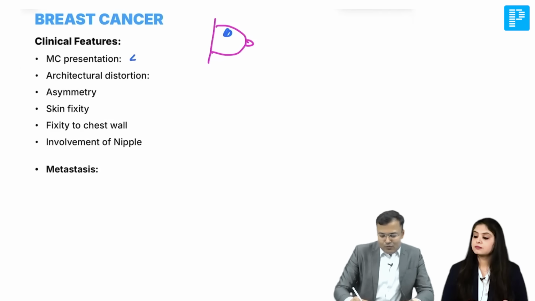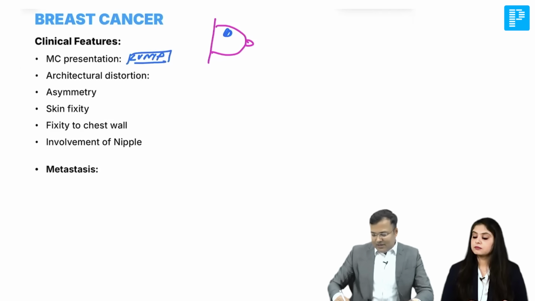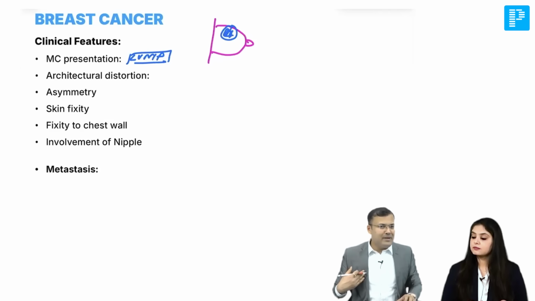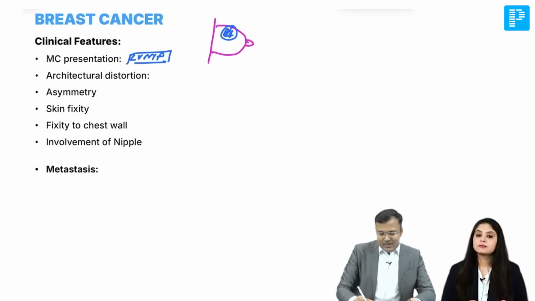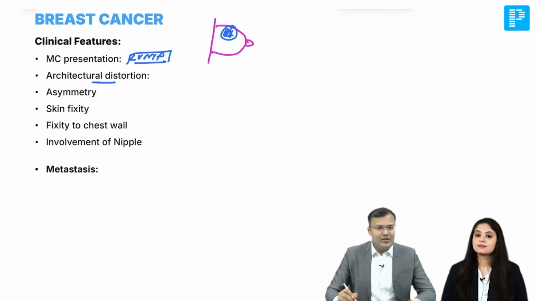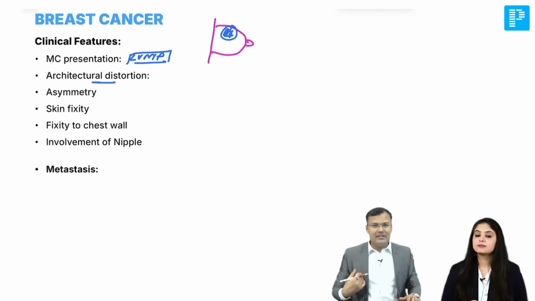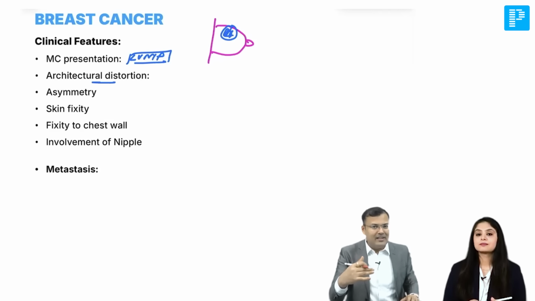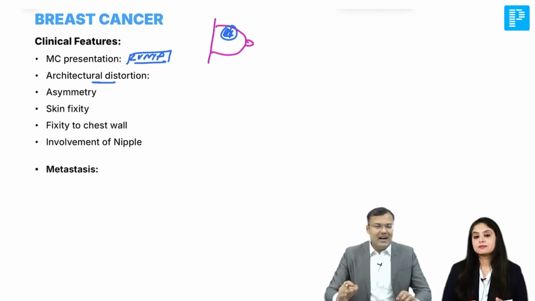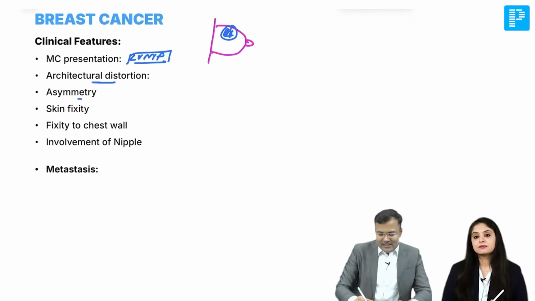So what will happen over a period of time? First, the most common presentation, that is lump. Easy. But whenever the size of the lump keeps on increasing, what will happen in the breast? Tell me. Yes, the shape of the breast is going to change. And if the shape changes, there is architectural distortion. After some time, both breasts are not looking similar, and if both breasts are not looking similar, guys, there is asymmetry.